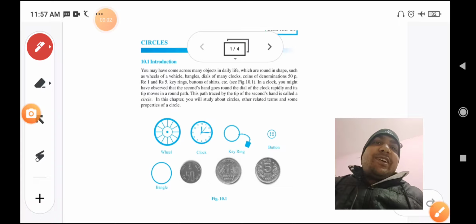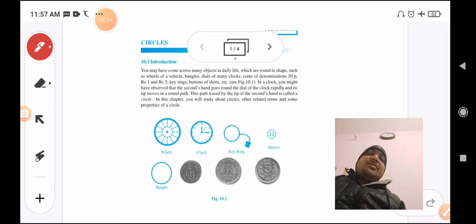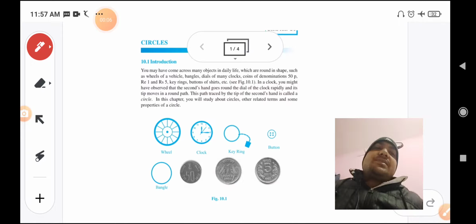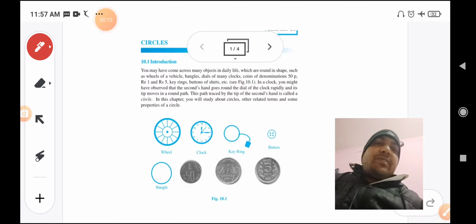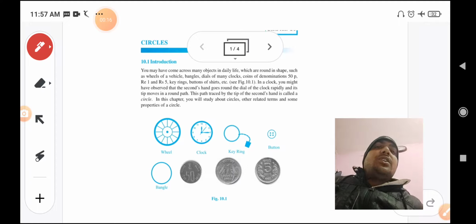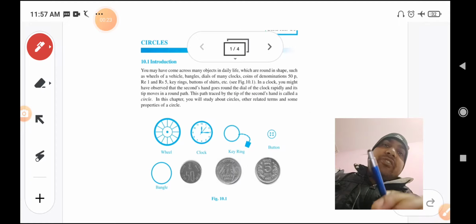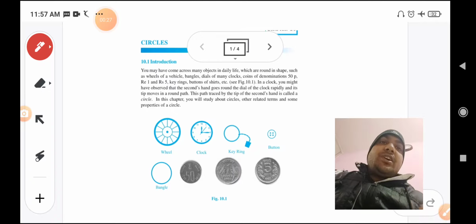Hi everyone, today in this session we are going to discuss a very important chapter, that is circles. First we'll understand the concepts and the related terms of circles, and then we'll go for exercise solving, right? So let's understand what a circle is and what the important terms related to a circle are. Is it clear to everyone? Should we start? Okay.